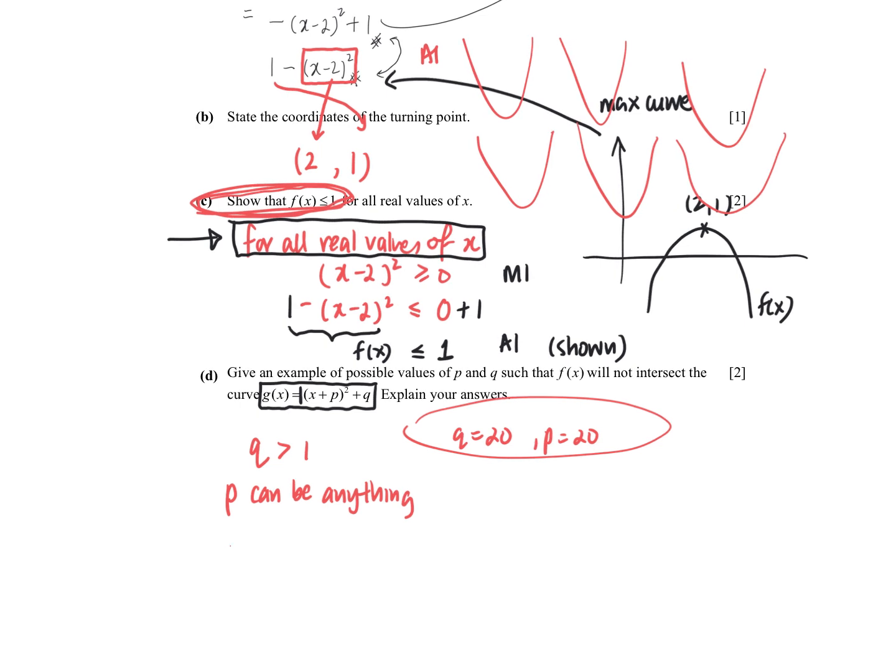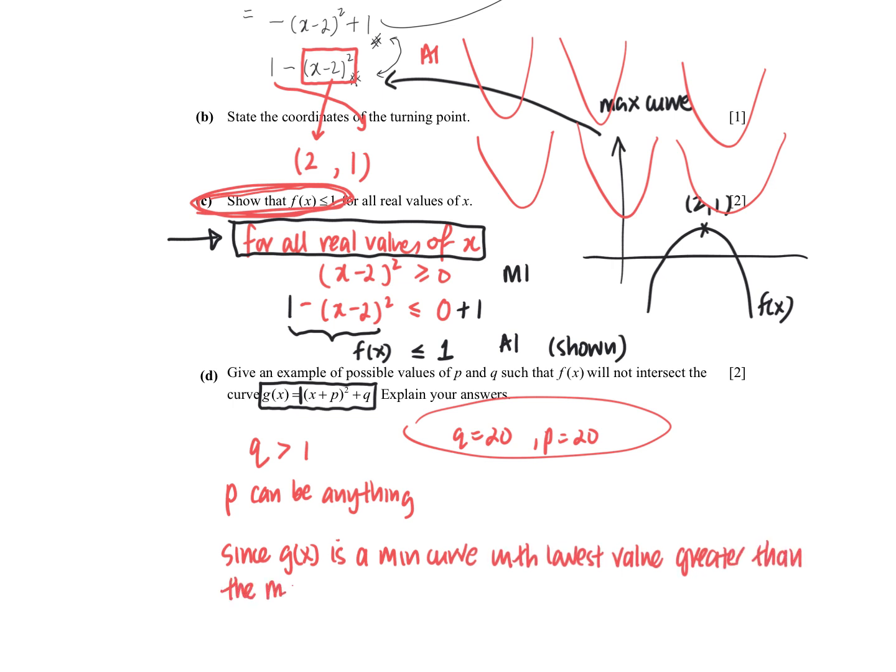So you can say since g of x is a minimum curve with lowest value greater than the maximum point of f of x, they will not intersect.